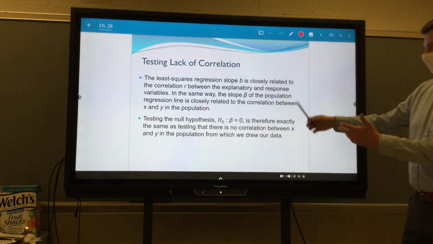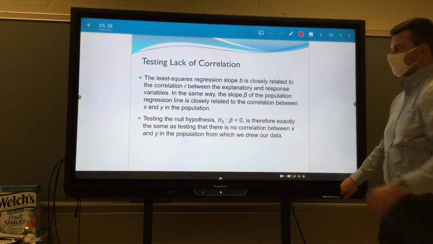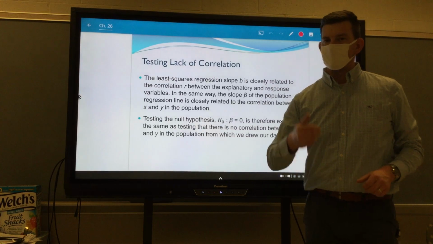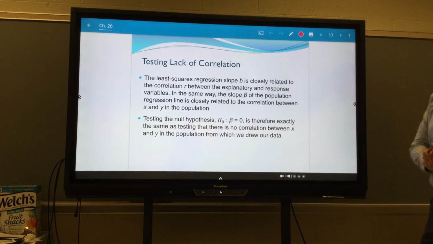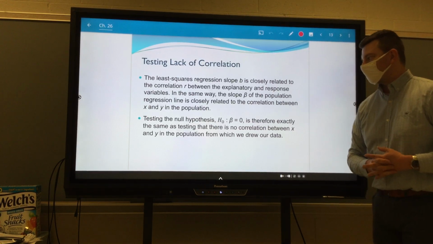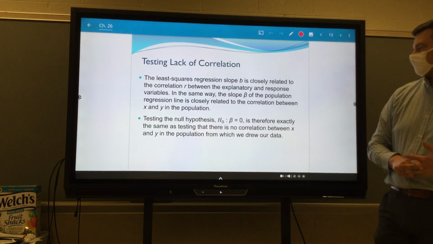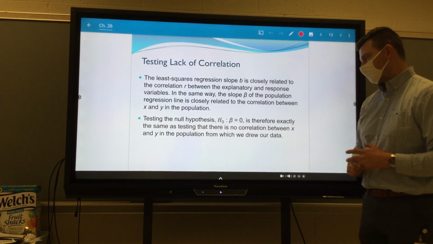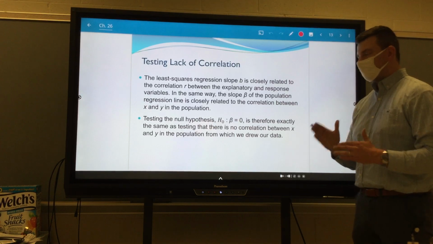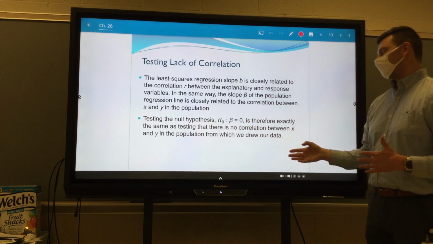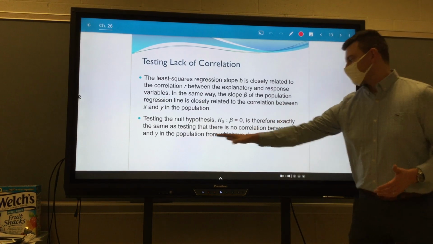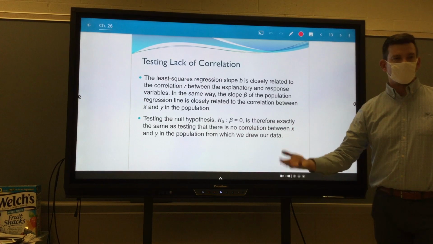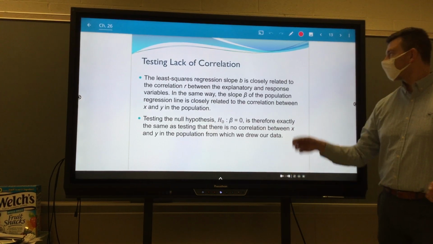I've pretty much said this. Just again, showing that relationship between the slope and the correlation R. Okay, they are closely related to one another. The slope beta of the population regression line is closely related to the correlation between X and Y in the population. So when you are setting this null hypothesis as beta equals 0, it is therefore exactly the same as testing that there is no correlation between X and Y.